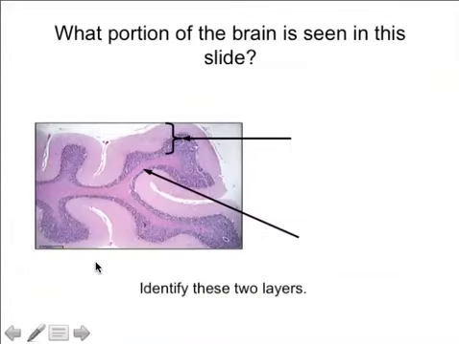Okay, what portion of the brain is seen in this slide? This is cerebral cortex. Okay, and the two layers that you're looking at here, cortex here, and below this is subcortical white matter. Okay, staining sort of almost purplish pink. Remember that white matter is made up primarily of myelinated axons. That's why it looks white. So it's involved with signal transmission, whereas gray matter is made up primarily of nerve cell bodies, and as a result it's more involved with signal processing.